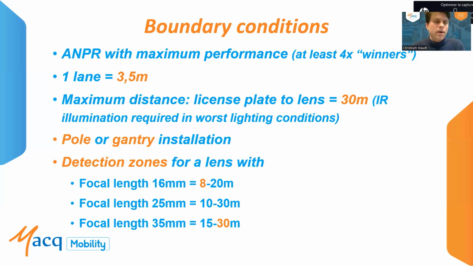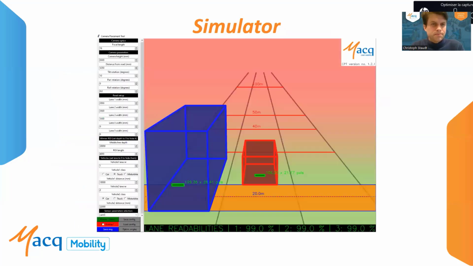Then we will go through the pole and gantry installation scenarios, and have a brief overview of what impact your choice has on the focal length. If you choose a 16mm lens, you can more or less have a field of view of between 8 and 20 meters. If you take the 25, it's between 10 and 30 meters where the vehicle will be detected. And with a 35mm lens, it's 15 up to 30 meters where you can detect and recognize all the vehicle characteristics, with the performance I showed you before.